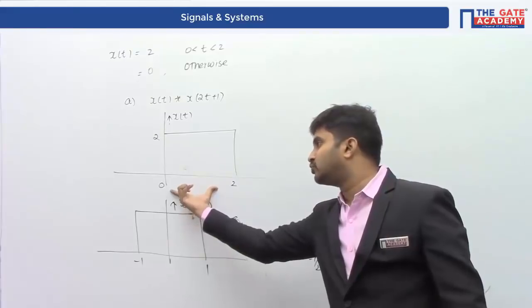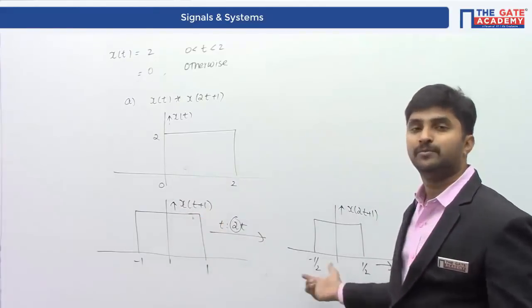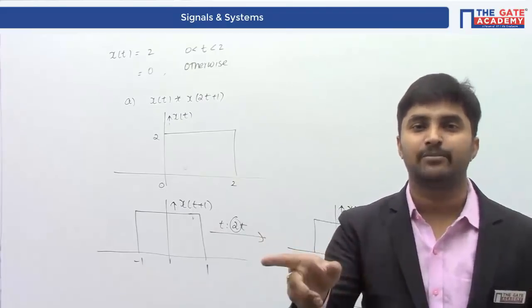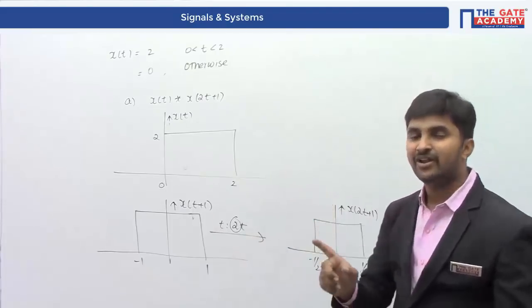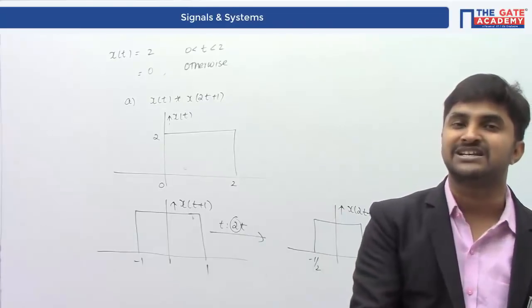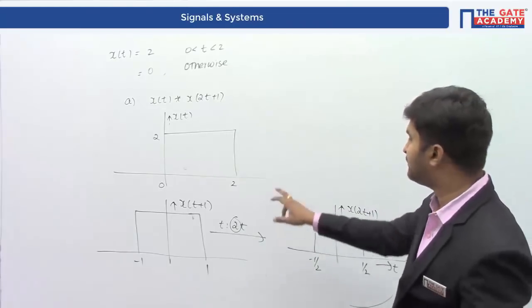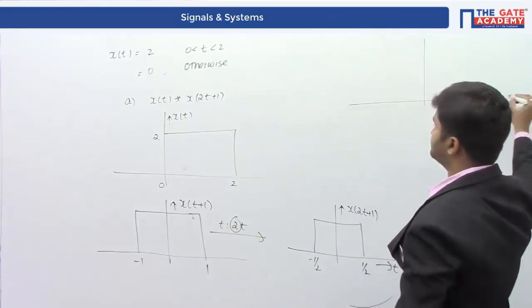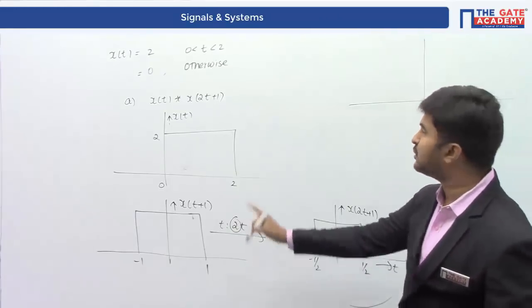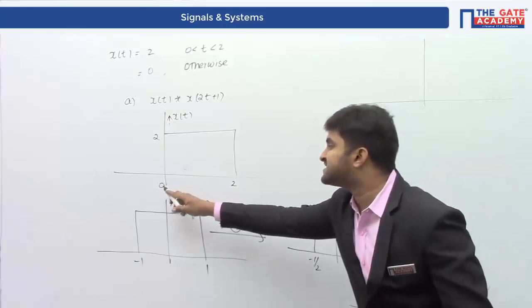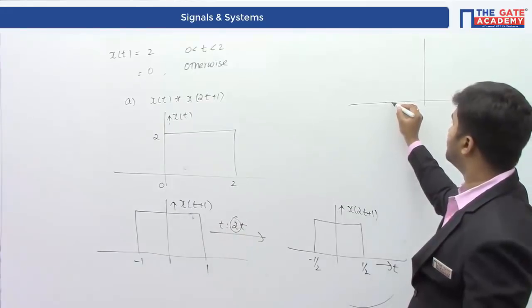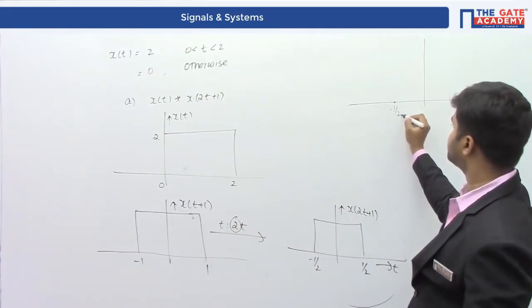Here we are having width of 2 units and here we are having a width of 1 unit. So it is a case of unequal amplitudes. So whenever we are having unequal amplitudes, then the resultant will always be a trapezoidal pulse. It means that it's going to be a trapezoidal pulse. What is the lower limit? Lower limit is the summation of lower limits. So it's going to be minus 1 by 2 itself.